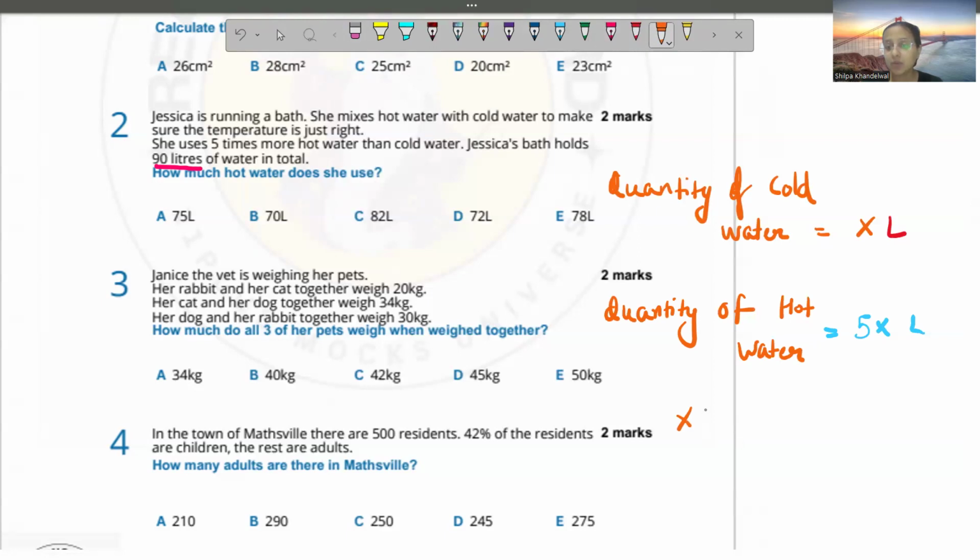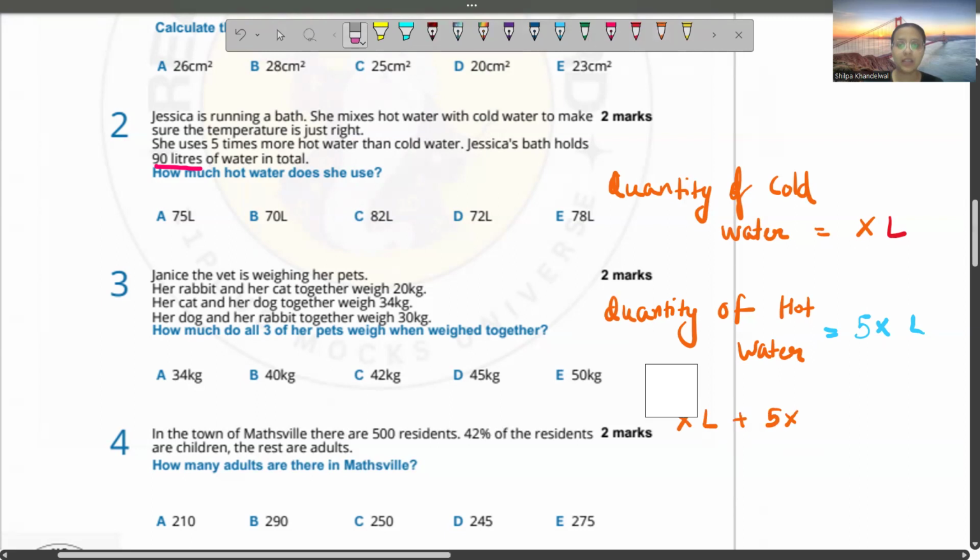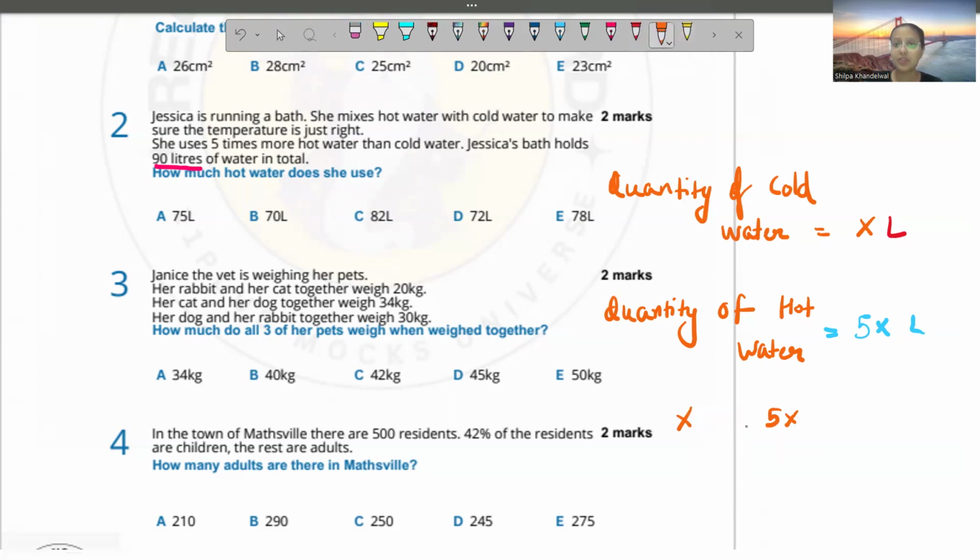So what are we going to do? We are going to add both the cold water and the hot water quantity, and put it equal to 90. Let me just remove the L from here, we will add it in the last. So I'm adding here 90. Now 5x plus x are like terms, so you can add them. 5x plus x is nothing but 6x equals 90.